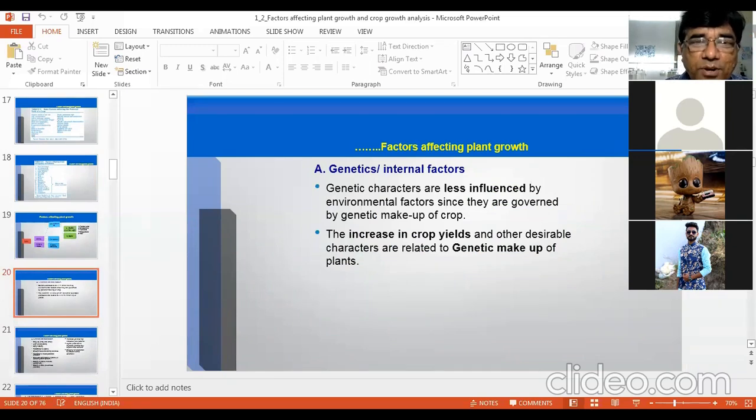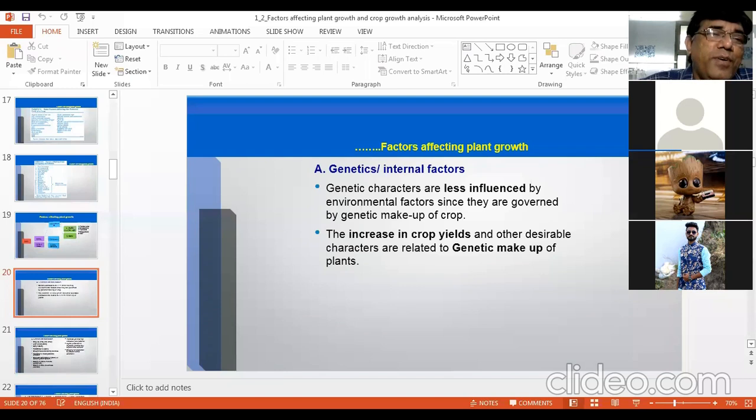Eucalyptus plant is very tall, and the dry weight produced by eucalyptus plant is very high. And see the plant of wheat or rice or maize. So it is all in genes. The growth of eucalyptus plant is more. Some plants will grow very fast also, like your poplar, and there may be many more plants. So it is in their genes.